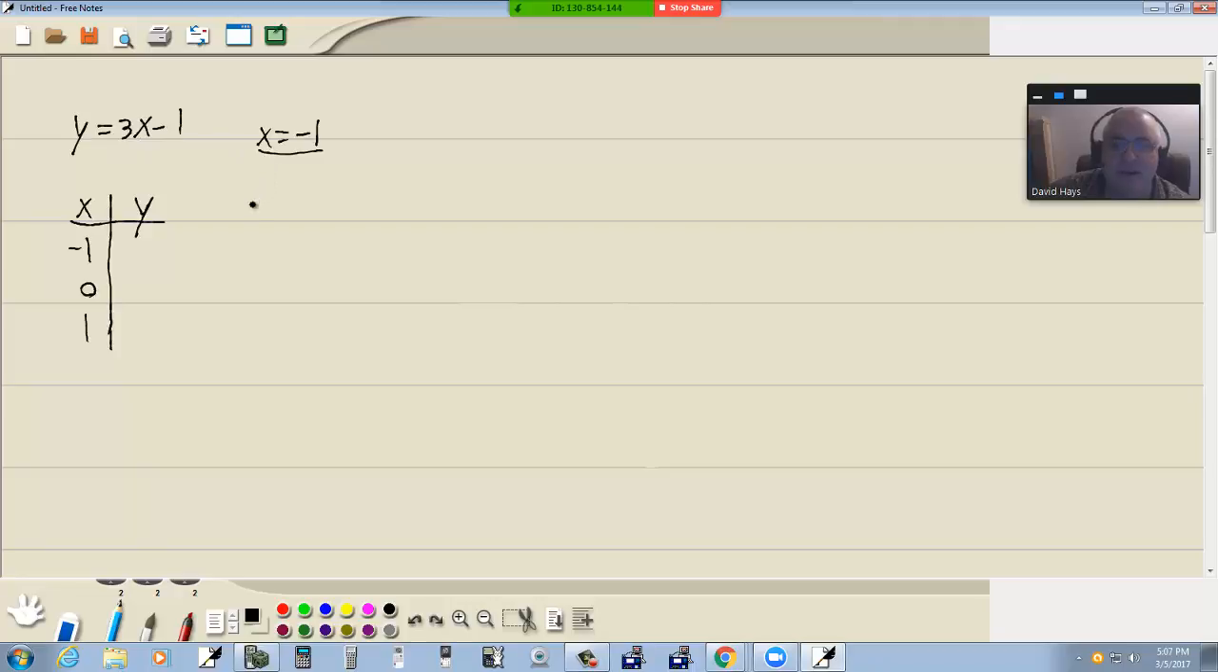This y is equal to 3x minus 1. So plug that into this equation, and I got 3 times -1 minus 1. 3 times -1 is -3 minus 1. That should be a minus 1. -3 minus 1 is -4.